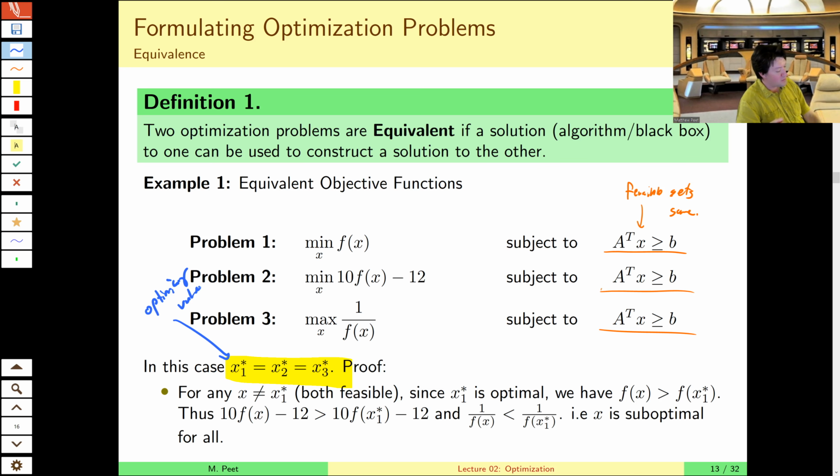This is not a very good proof. I mean, it's very short, so it can fit on one line. But just to give you a flavor of how these things are chosen, we can start by saying if x is feasible for any one, it's feasible for all of them, because they all have the same feasible sets. So now let's assume we have some other solution x, which is not equal to x1 star.